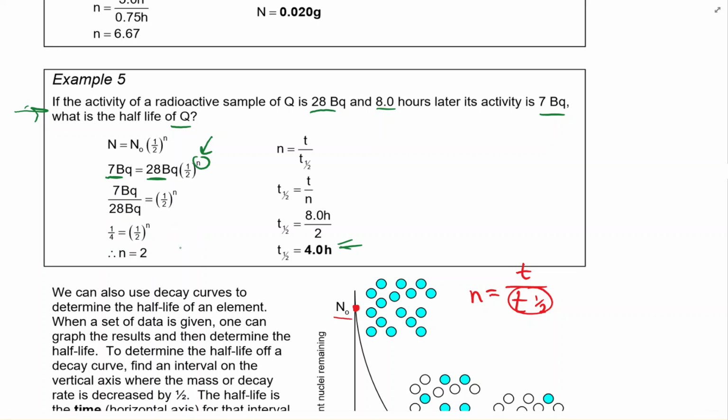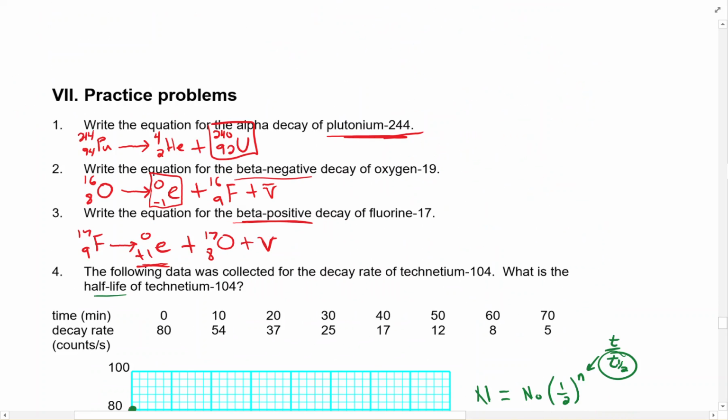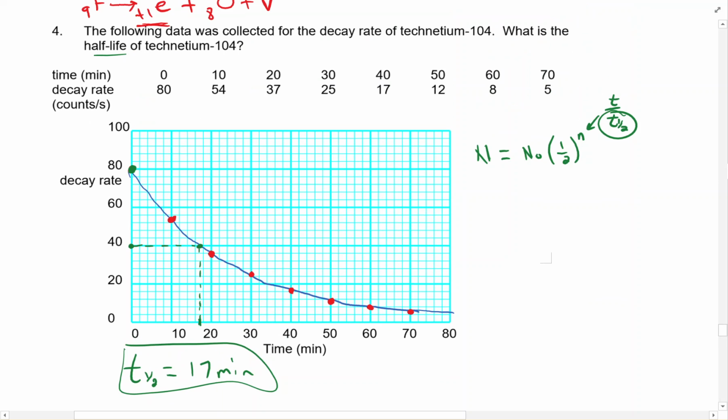Okay, so once you had your n value, then you could set it up and just solve for how long a half-life is. Sorry, I just wanted to make sure I went over that, because I think you guys have questions in your practice problems like that. Okay, so hopefully that made sense, and I'll see you guys in class.